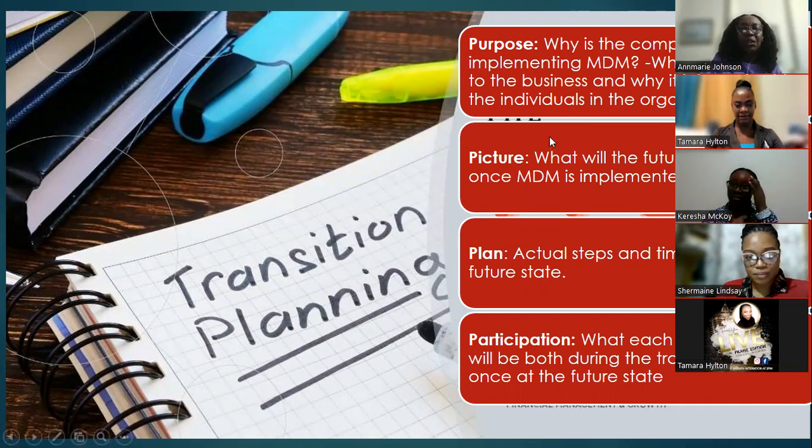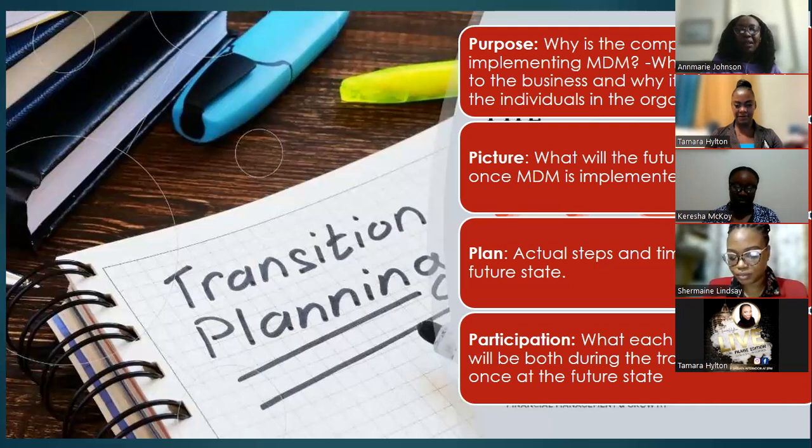The next one is picture. What is the future state we will have once the MDM is implemented? And plan, the actual steps and timeline to get to the future state. And we can't do it without participation. So what each individual's role will be, both during the transition and once at the future state.